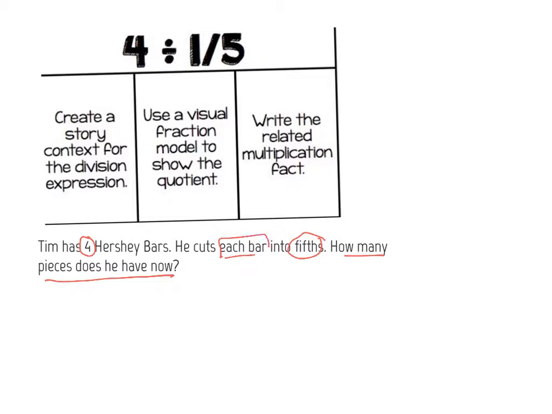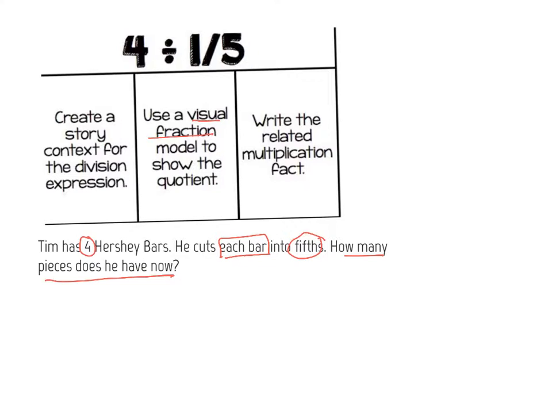So each bar is going to be an important keyword for me. I also wanted to make sure that I circled all the numbers, which is why I circled 4. And even though fifths is written in word form, it's still important that you circle it since it represents a type of number. So now we're going to try to figure out how many pieces he has now. We're going on to step 2, using a visual fraction model to show the quotient.